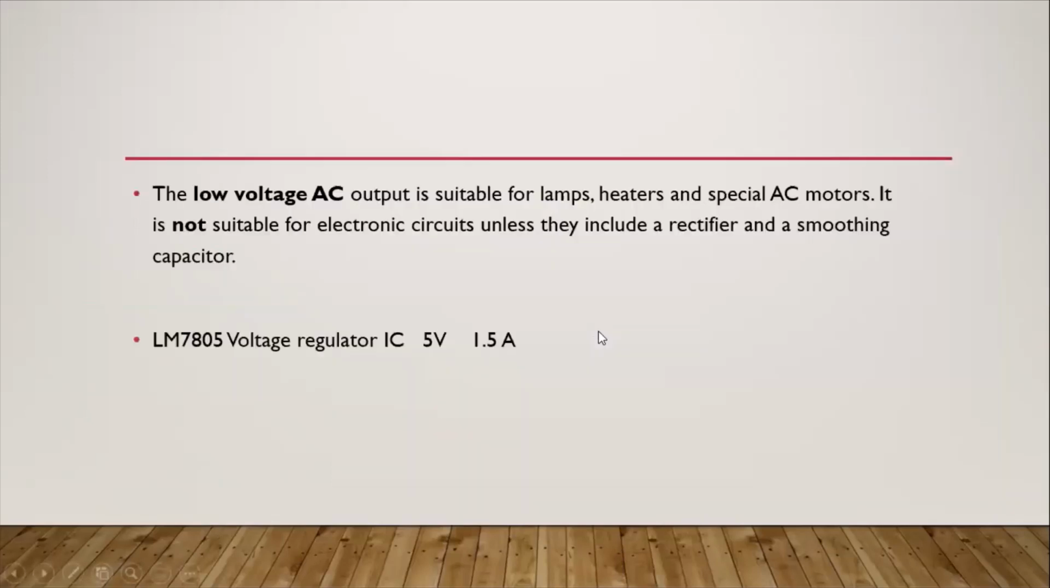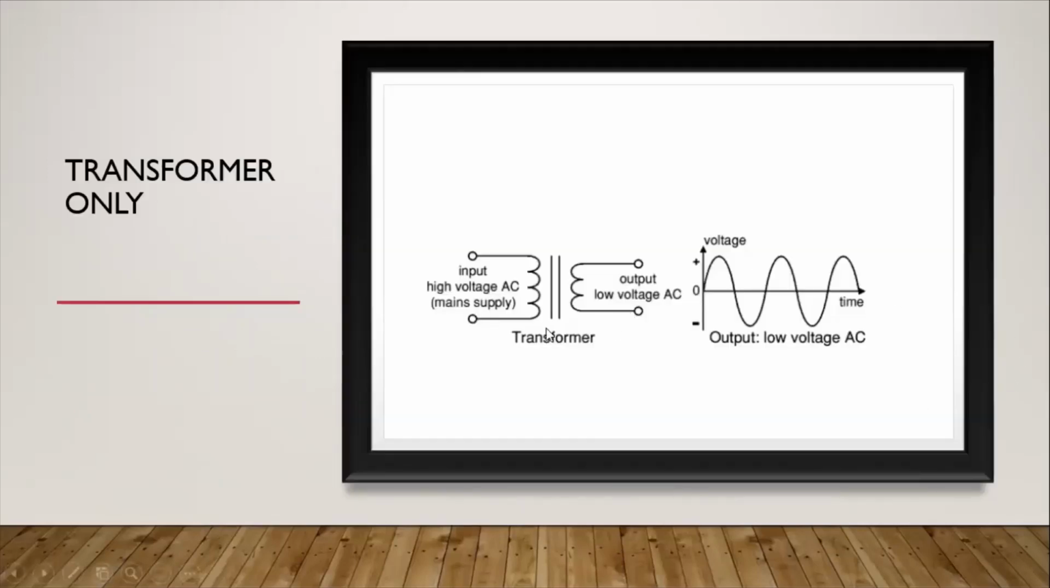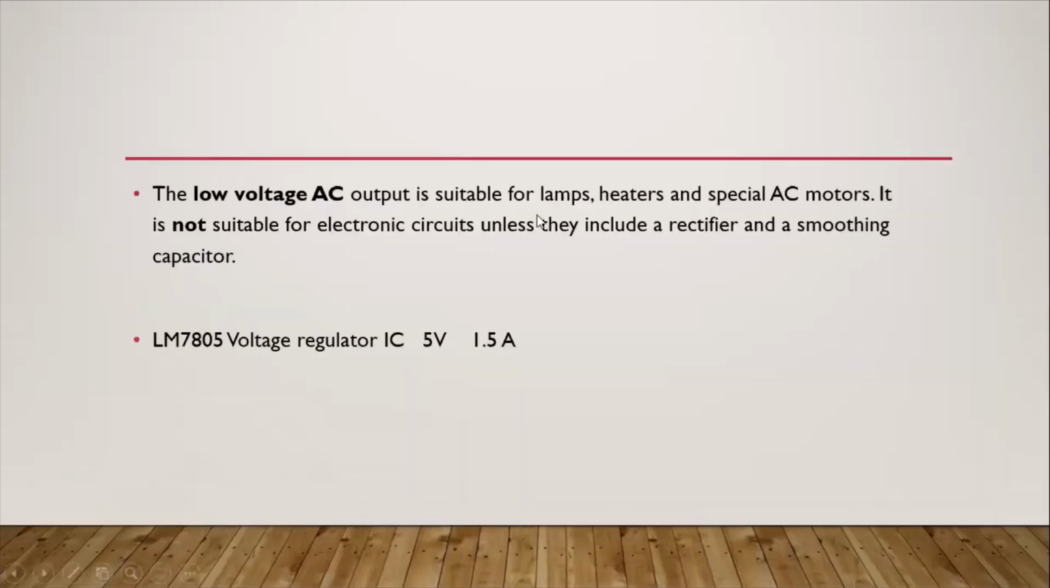Okay, next. The low voltage AC output is suitable for lamps, heaters, and special AC motors. Yung dumaan sa transformer is meron tayong output na low voltage AC, pwede natin siyang gamitin sa mga lamps, heater, and special AC motor. But it is not suitable for electronic circuits. Hindi pa rin natin pwedeng gamitin para sa mga electronic circuits.